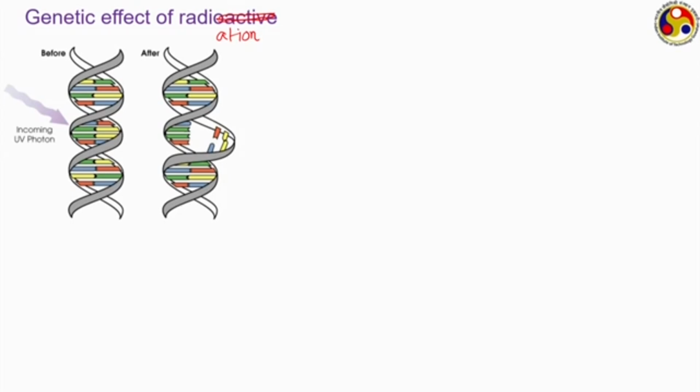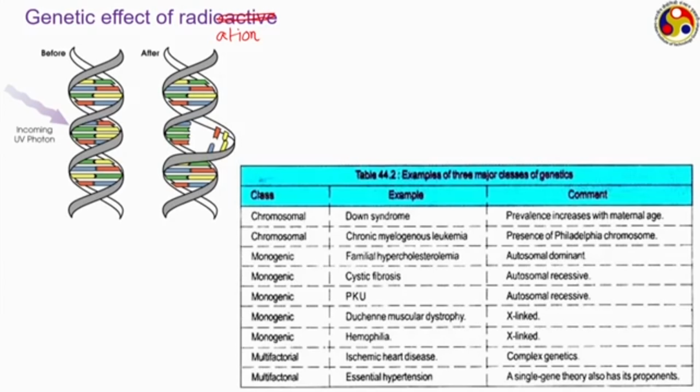If the germ cells are subjected to such radiation, generally they lose the power to reproduce. But if any of those germ cells which are affected by radiation are able to survive and then lead to the formation of a zygote, then there is a high chance that the next generation will be affected by radiation. There can be several kinds of effects that we can find.